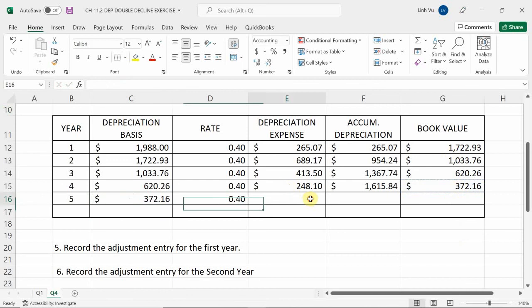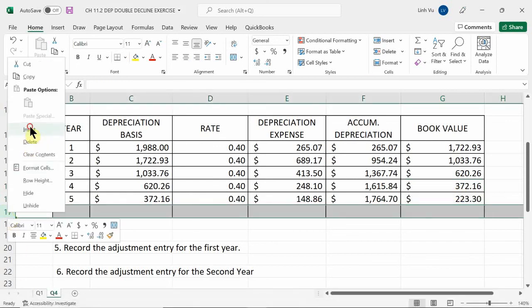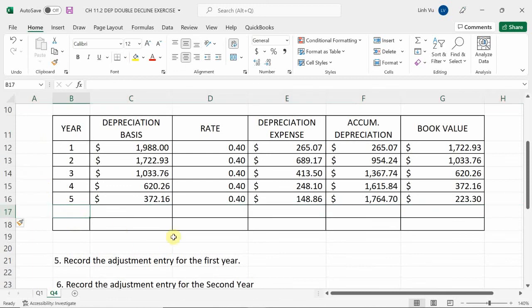Okay. What's 40% of that? 148.86. Okay. So then here your book value ends up being 223.30. Now question to you. Can I go on for another year? Yes, right? Because first off, how old is your asset? 4 years, 4 months. Yes. So that means it still has 8 more months to go.